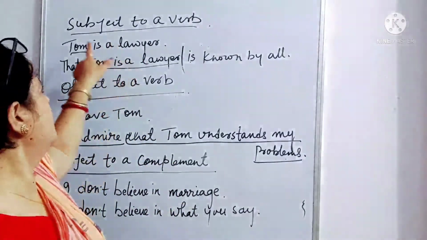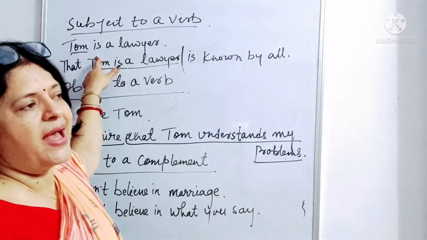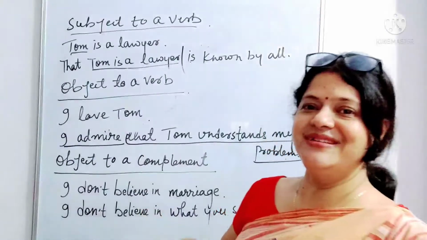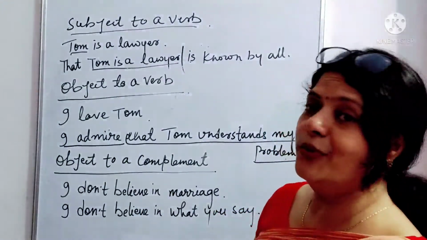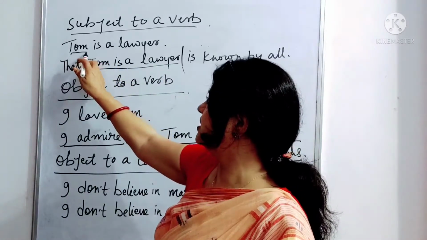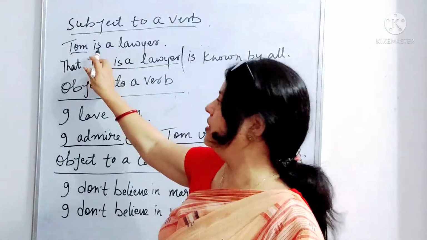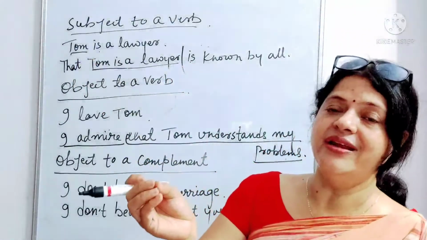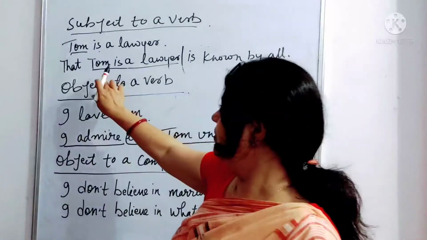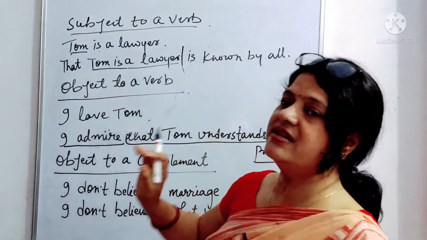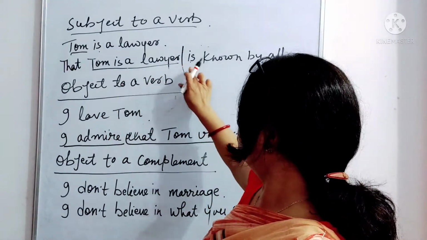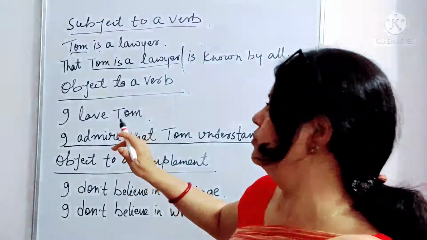Let me come to this side so it becomes easy for you to see the board. So Tom is a lawyer. We see that Tom is a noun, and Tom is the subject to this verb is. Now the first sentence I have taken as an introduction to a noun only. Okay, now let's see the second sentence. It's a noun clause. It's doing the work of a noun.